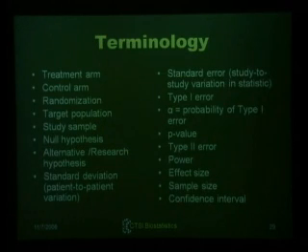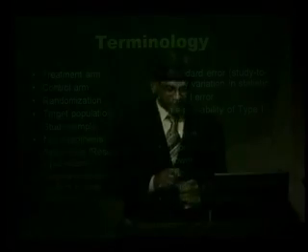So I think I have managed to talk about all the concepts that I wanted to, and this is a listing of all the words that I think I've used: treatment arm, control arm, randomization, target population, study, sample, null hypothesis, alternative or research hypothesis, standard deviation, patient-to-patient variation, standard error, study-to-study variation, Type 1 error, alpha is the probability of Type 1 error, p-value, Type 2 error, power, effect size, sample size, confidence interval. A lot of ground to have covered.